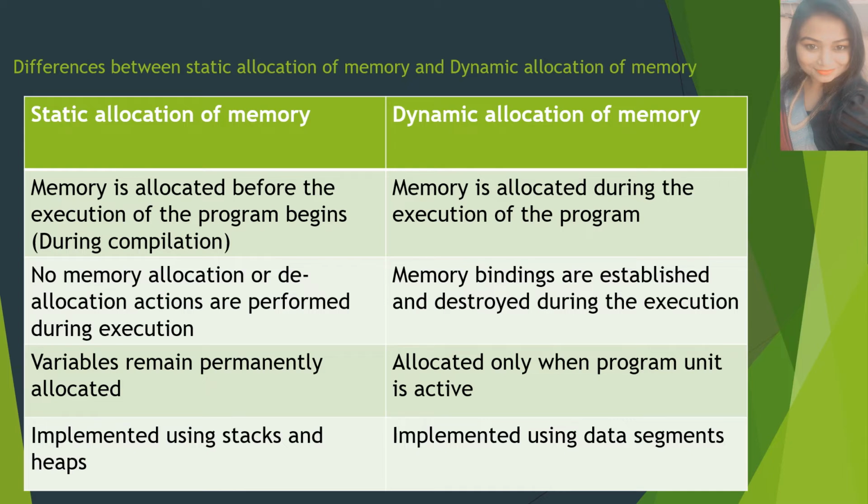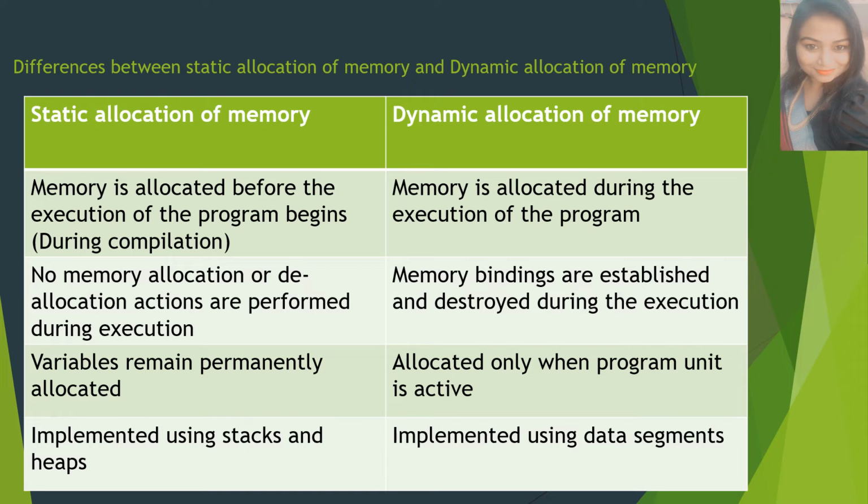Second difference is that no memory allocation and also deallocation actions are performed in static allocation of memory. So in static memory allocation, we can neither allocate memory nor deallocate it. As in the case of dynamic allocation of memory, memory is established, means allocation, and also destroyed, means deallocation, during the execution time. This is the second difference.